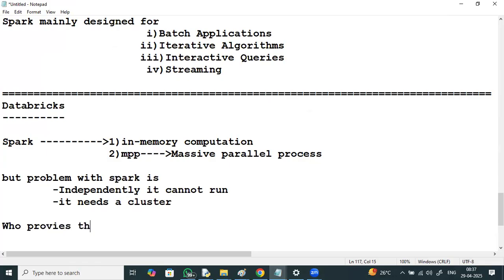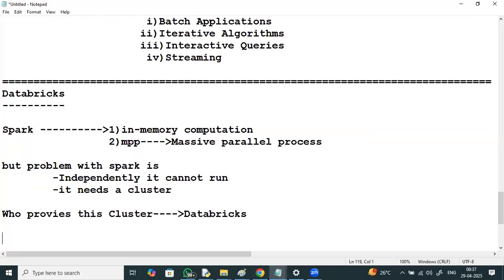Who provides this cluster? Databricks. Databricks provides a Spark cluster in the cloud.